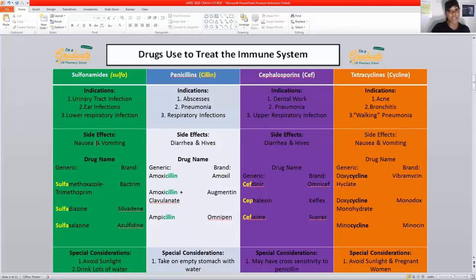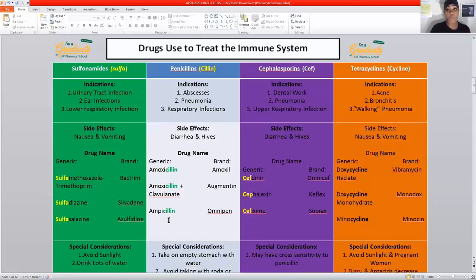Then we've got the side effects, nausea and vomiting. And then we've got the drug names, generic and brand, and then special considerations, like avoid sunlight, drink lots of water, and that sort of thing. I thought that this was super duper cool, and I really think that this is going to help you to remember your drugs. It puts everything into perspective for you so you can see it. I think that when it's not mumble jumbled into the chapters, it's going to be easier to remember. Okay, so let's go through it.